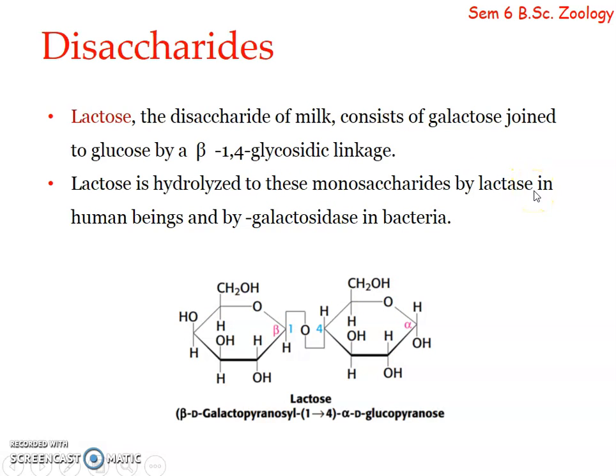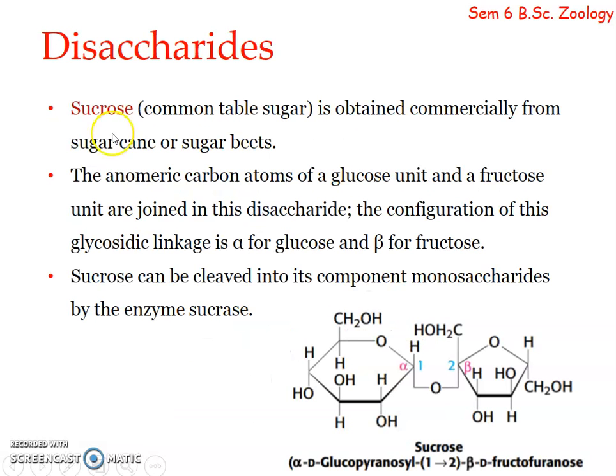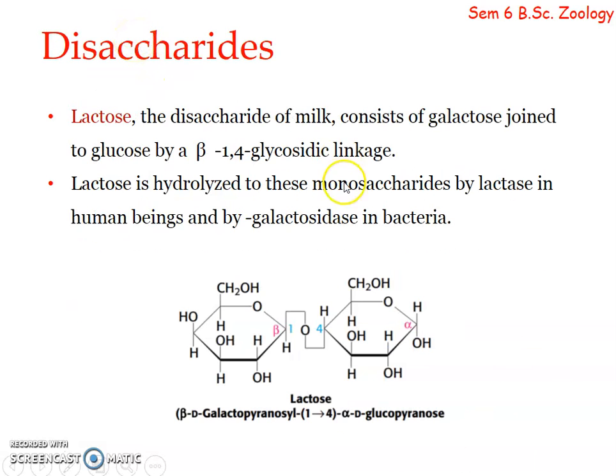In the case of human beings, it is the lactase which acts on lactose for the hydrolysis into galactose and glucose. Okay. Now next is sucrose. Coming back here, you can see this was the anomeric carbon, the C1. If this is a C4, obviously this is a C1 over here. So in the case of galactose, obviously the anomeric carbon gets into the glycosidic linkage.